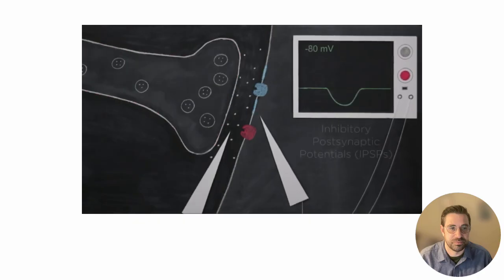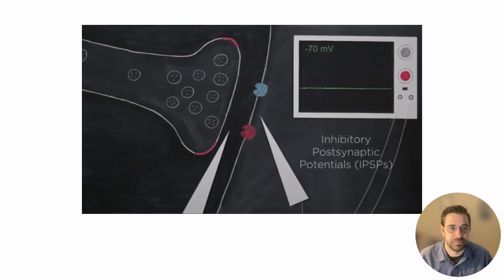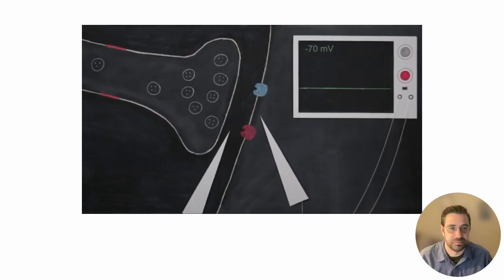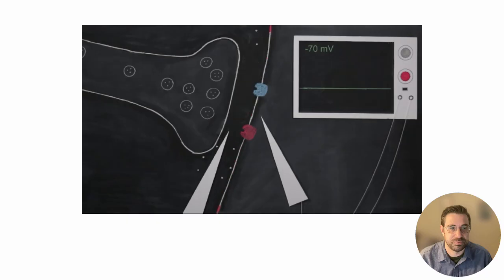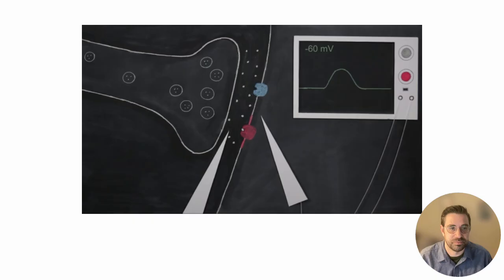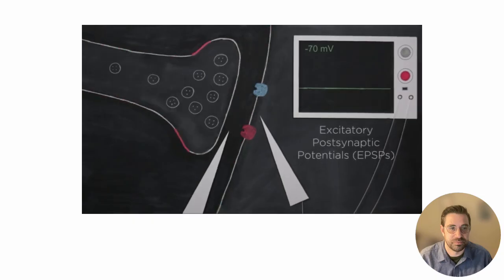Postsynaptic hyperpolarizations are called inhibitory postsynaptic potentials, or IPSPs, because they decrease the likelihood that the neuron will fire an action potential. The second possible effect that a neurotransmitter might have when it binds to a postsynaptic receptor is to depolarize the receptive membrane, that is, decreasing the polarization of the membrane potential. We can see this depolarization as an upward deflection on the oscilloscope. Postsynaptic depolarizations are called excitatory postsynaptic potentials, or EPSPs, because they increase the likelihood that the neuron will fire an action potential.